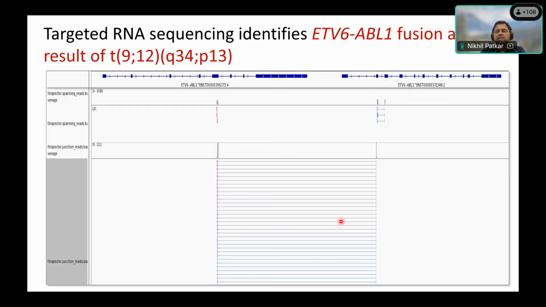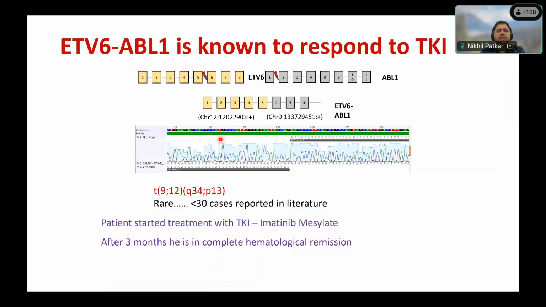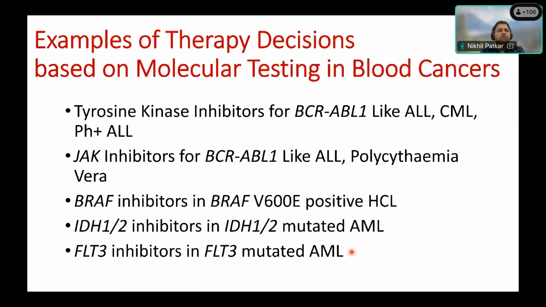So when RNA sequencing was performed, we identified an ETV6-ABL1 fusion as a result of translocation 9;12, as you can see here. ETV6-ABL1 fusion is known to respond to TKI therapy. This patient had a rare entity, with fewer than 30 cases reported when we diagnosed it. This patient was started on the TKI imatinib mesylate, and after 3 months, the patient was in complete morphological remission.